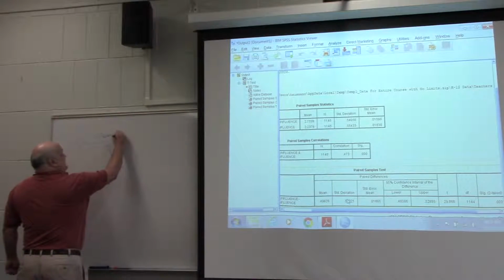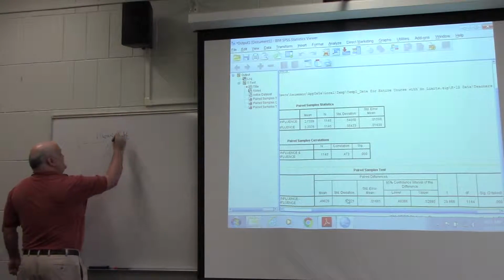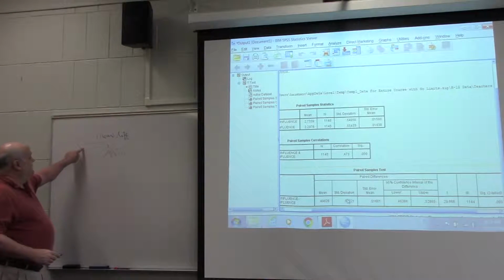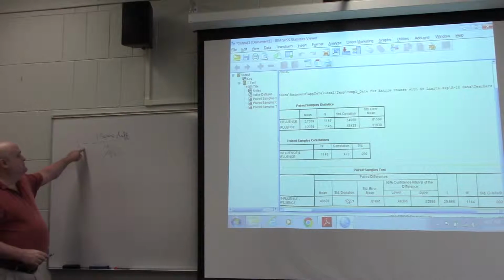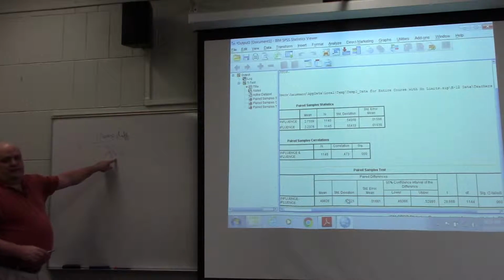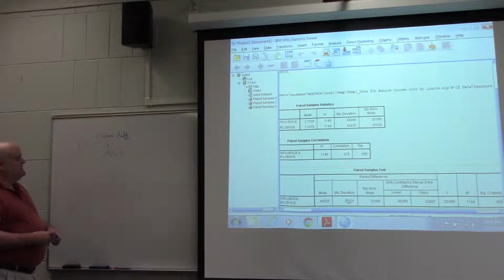So in the case of paired sample t-test, the larger the difference between the two means, the bigger t I get. The smaller the standard deviation, the bigger t I get, and the larger the n size, the larger t I get. That applies across all t-tests.